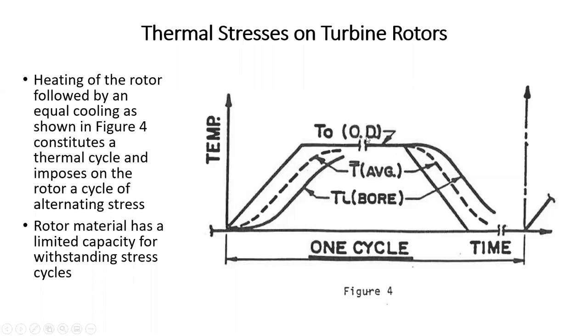So this is the temperature on the outside, on the OD. This is the bore temperature, and this is the average. But you see, we're heating up here, so this surface would again be in compression, and then everything kind of equalizes, and then when we cool down, the surface would go into tension until we got back down to where we started. Likewise, the bore surface will do the opposite.